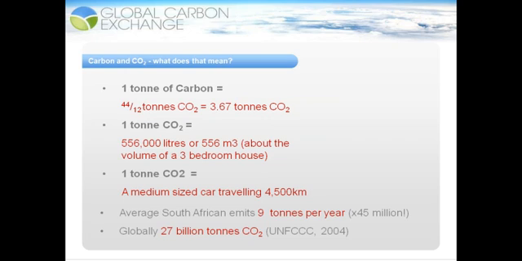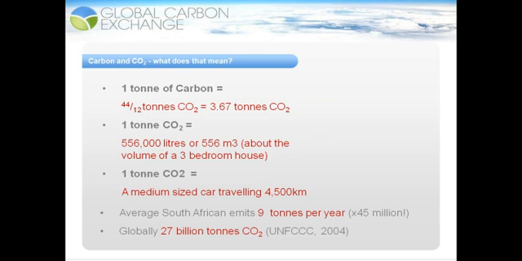That still doesn't mean a hell of a lot to us, but the following might mean a little bit more. 1 ton of carbon dioxide is equivalent to about 556,000 liters or 556 cubic meters, or about the volume of a 3-bedroom house. So if you can just picture that kind of volume filled with CO2, you can understand the extent of what 1 ton of CO2 is. 1 ton of CO2 is also emitted by a medium-sized car traveling about 4,500 kilometers.